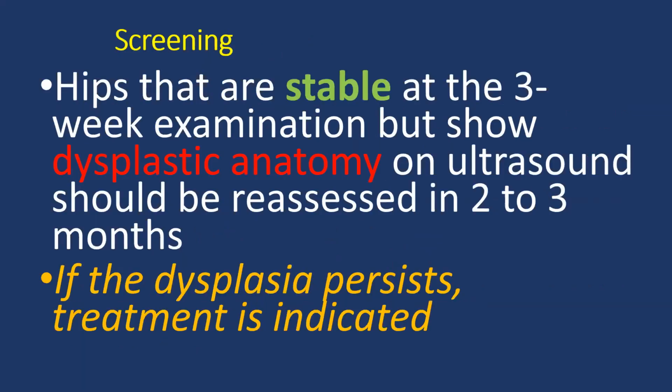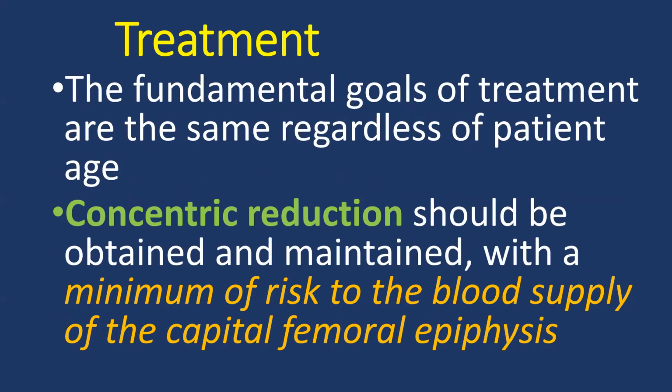Hips that are stable at the 3-week examination but show dysplastic anatomy on ultrasound should be reassessed at 2 to 3 months. If the dysplasia persists, treatment is indicated. The fundamental goals of treatment are the same regardless of patient age. Concentric reduction should be obtained and maintained with a minimum of risk to blood supply of the capital femoral epiphysis.